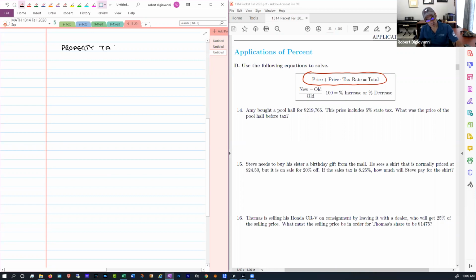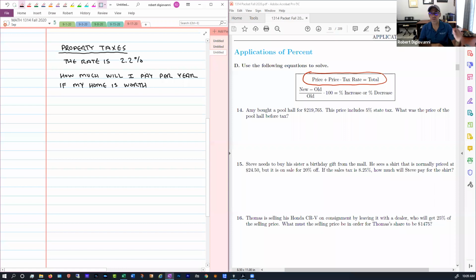And if this bores you, like, oh, we're talking about property taxes, I have a more profound question for the class when we get to the end of this. Property taxes. The rate is, and I'm just making up the rate that I pay, 2.2%. How much will I pay per year if my home is worth, okay, how much do you want my home to be worth?